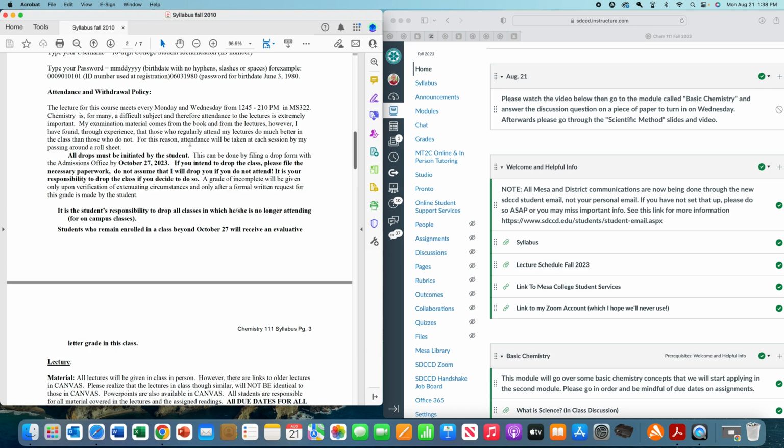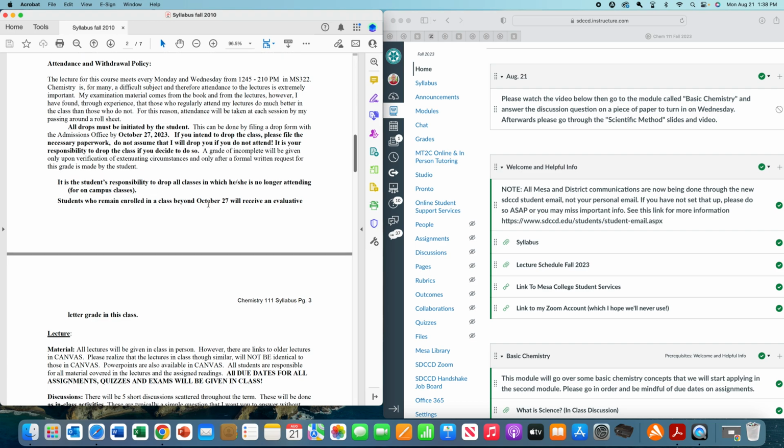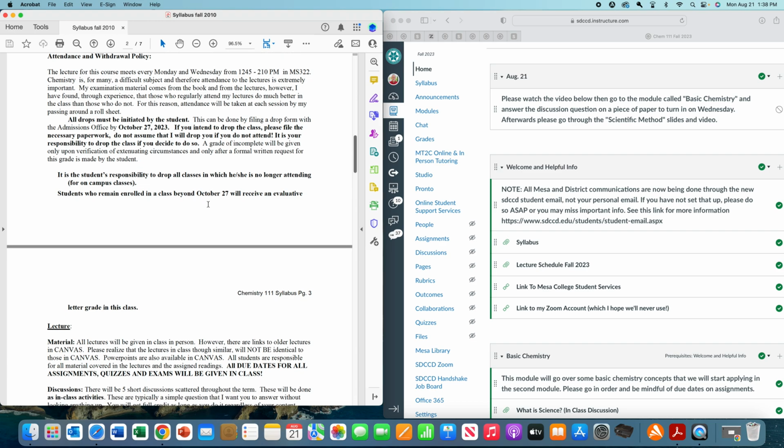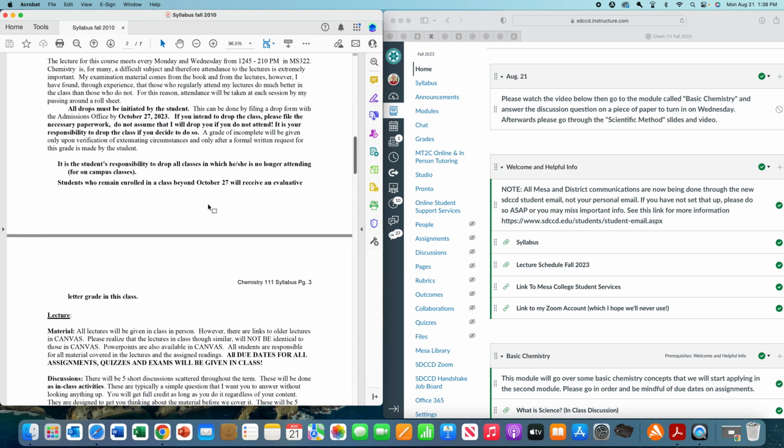Please remember the drop date is October 27th. I don't want anyone to drop, but if you're enrolled after October 27th, you will receive a letter grade. So it's important that you make that decision by then. You can get a W up to October 27th. After that, you will receive a letter grade. And I don't drop students usually. I assume students are going to do that on their own, so it's on you.